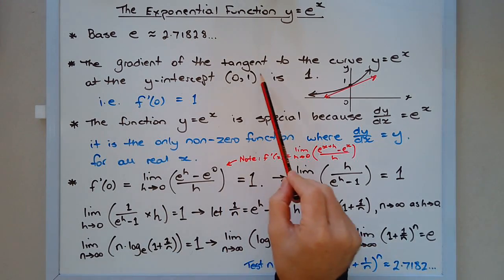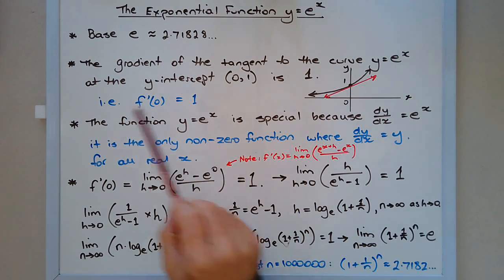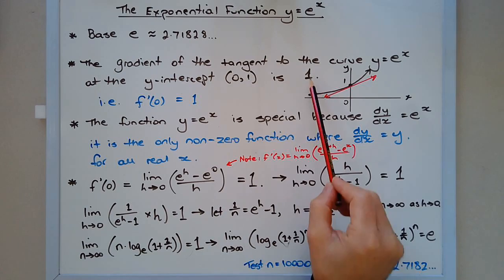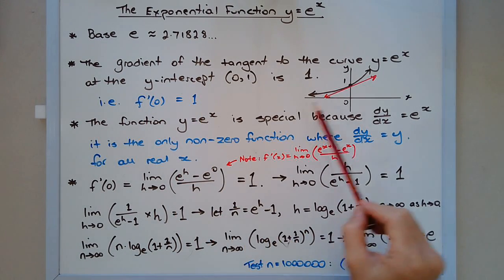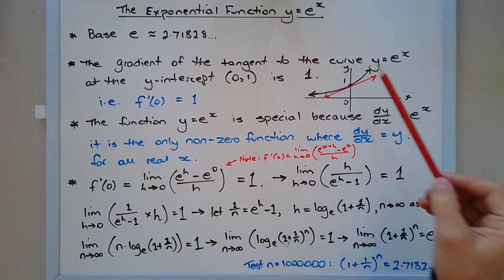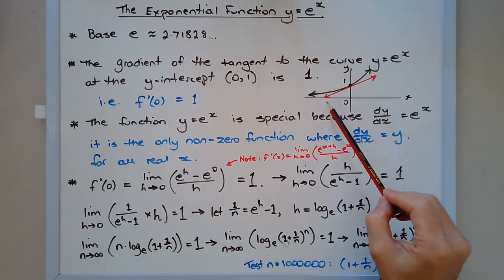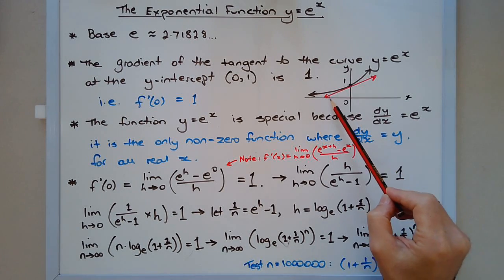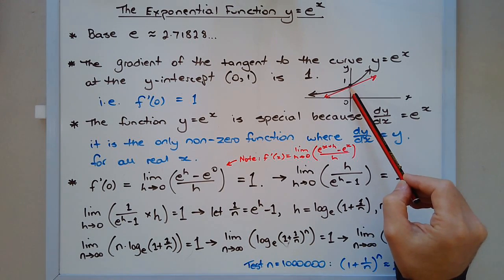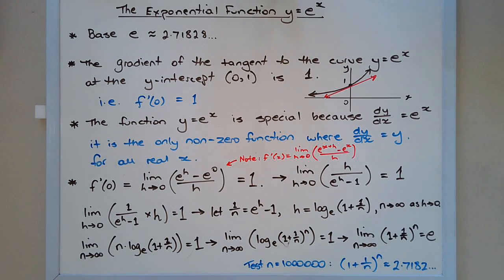The gradient of the tangent to the curve y equals e to the power of x at the y-intercept (0, 1) is 1. So that is f dash of 0 equals 1. Here's a sketch of y equals e to the power of x. It's not to scale, of course. The red line represents the tangent to the curve at the y-intercept. So what this is saying is that the gradient of the tangent at the y-intercept is equal to 1.